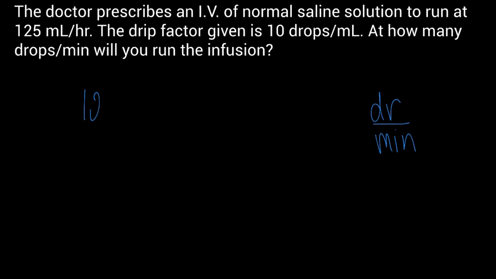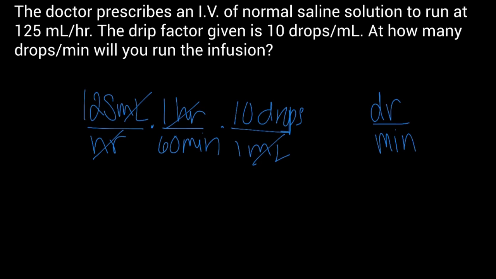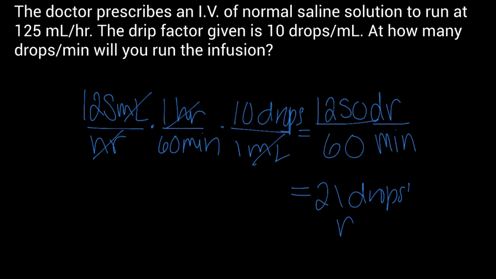Now the problem states that we have 125 milliliters per hour. So let's change the hours to minutes. Multiply by 1 hour over 60 minutes. The hours cancel. Now let's change milliliters to drops. From the problem we know that there are 10 drops in 1 milliliter. So the milliliters cancel. Multiply across the top and the bottom, 1,250 over 60. Finally, let's reduce, and we get 21 drops per minute.